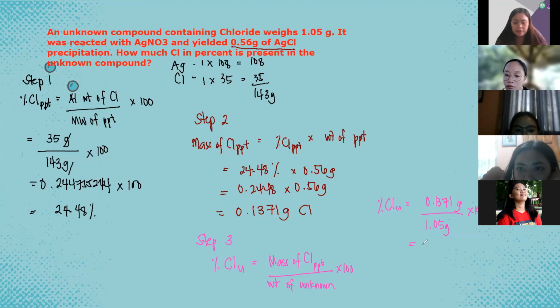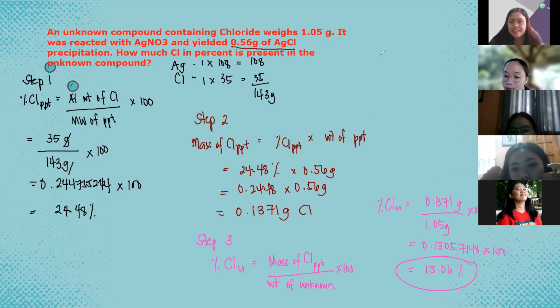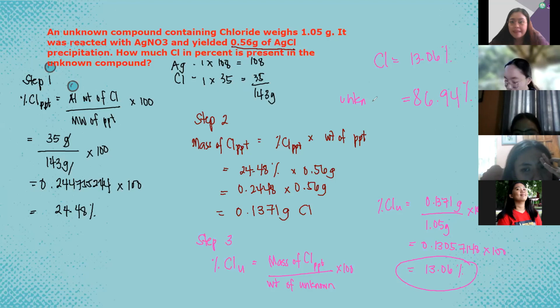So 0.1371 divided by 1.05 is 0.13057148 times 100. 2 decimal places, 13.06%. So ito ngayon class, yung chloride na nasa unknown natin. Ganyan lang karami yung chloride na nasa unknown. So 13.06%. And the remaining 86.94% na remaining, this is for the unknown metal.